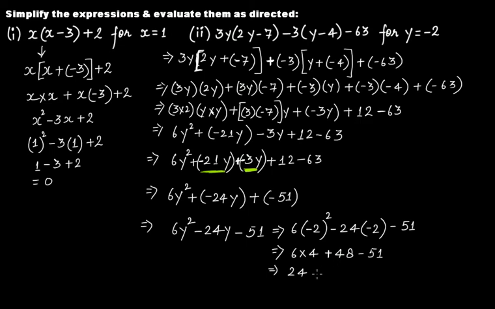24 plus 48 and minus 51. If you add these two together, you get 72 minus 51, and this is equal to 21. So you get 21 when you put y is equal to minus 2. So first simplify and then put this value.